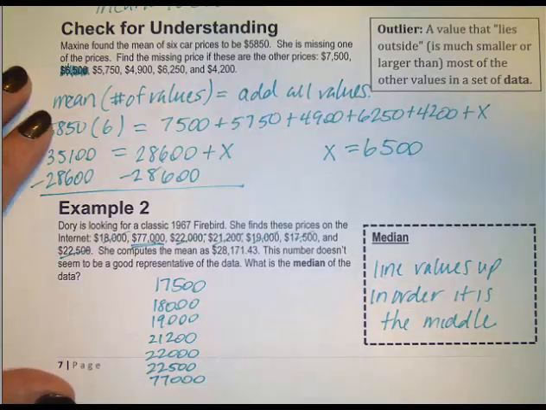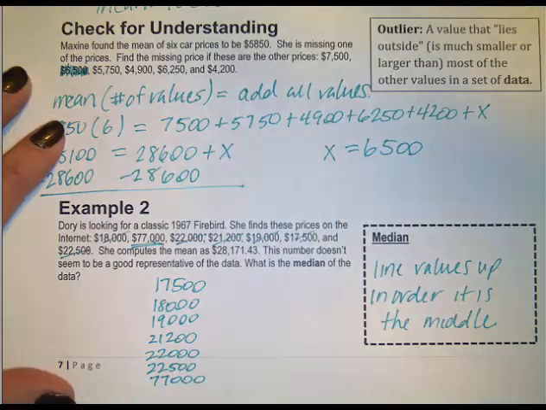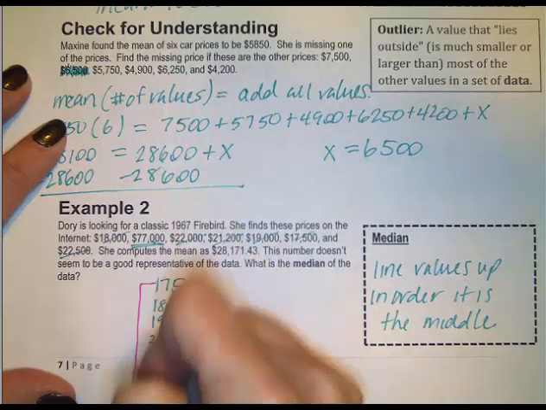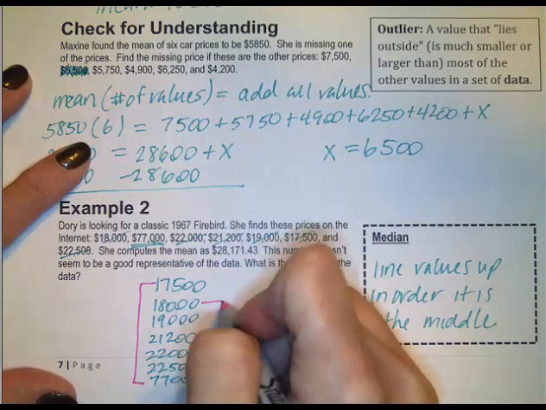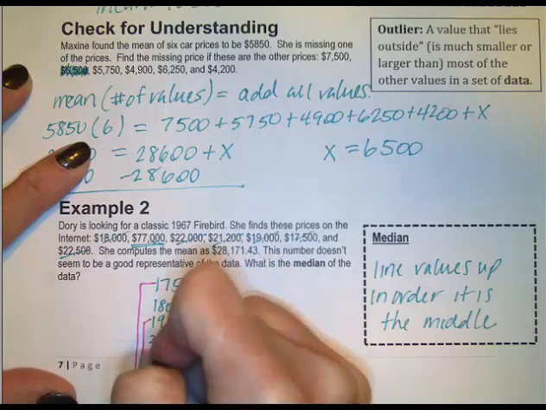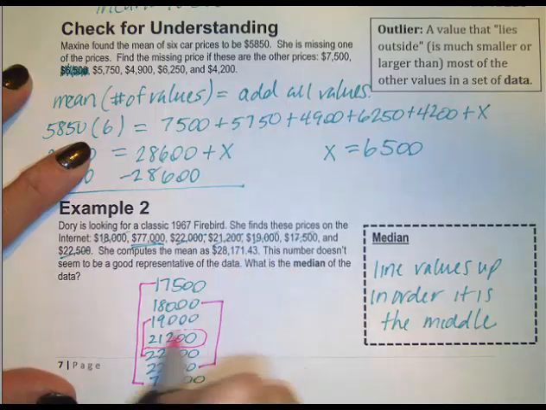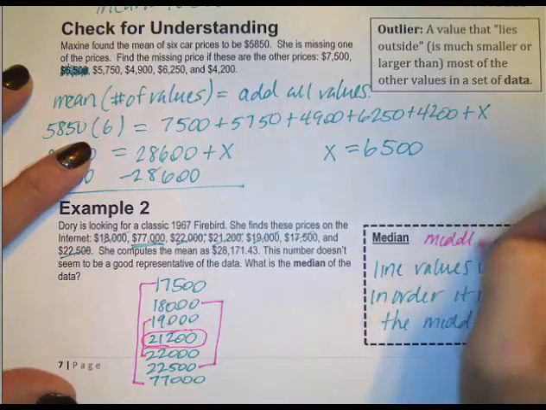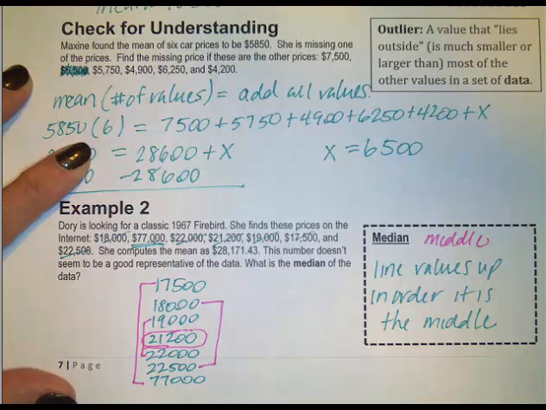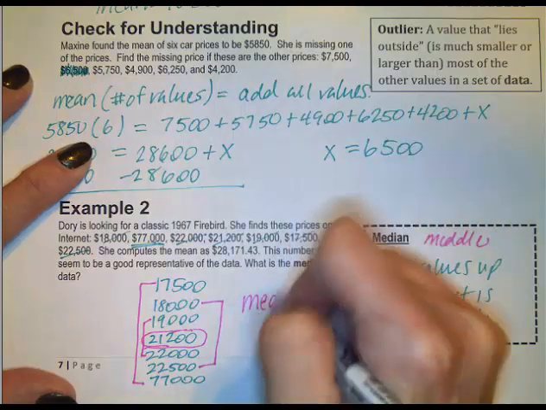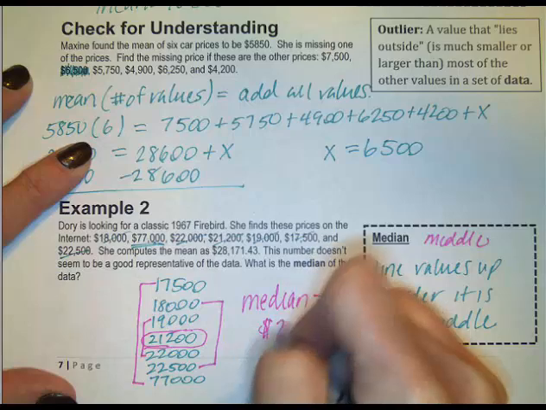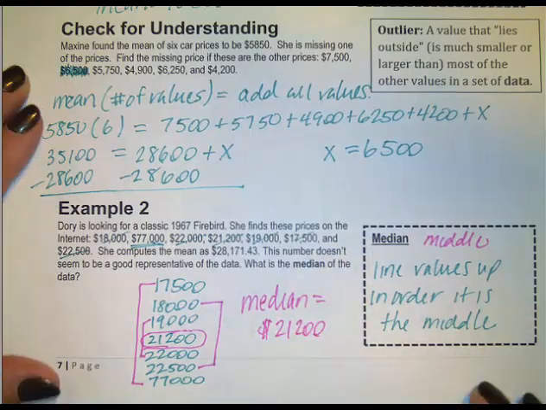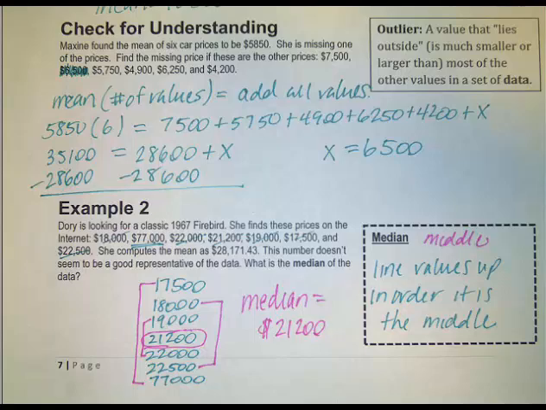So now the median, we're going to just match them up. So for the top one, there has to be a bottom one. For the next top one, there has to be a bottom one. For the next top one, there has to be a bottom one. So that makes this the middle. Okay, the median is the middle. So your median is 21,200. So the median is a better representative of this data when we have an outlier.